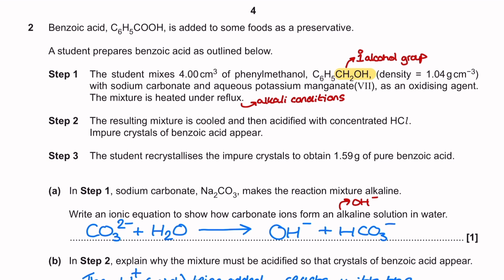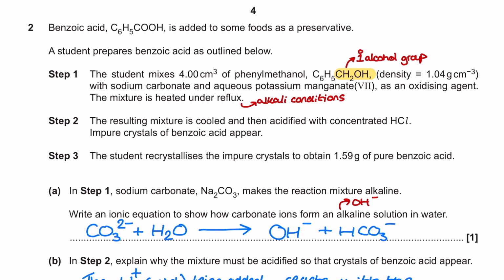And they're going to react that with some sodium carbonate and aqueous potassium manganate 7 as an oxidizing agent. So that's a different oxidizing agent than the one we are typically shown on the OCR spec, which is acidified potassium dichromate 6. And the mixture is heated under reflux. Please note that this is an alkali condition set, which is quite different. The resulting mixture is cooled and then acidified with concentrated HCl.